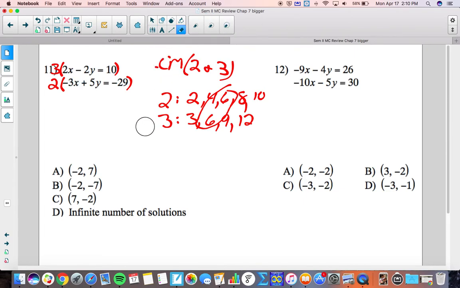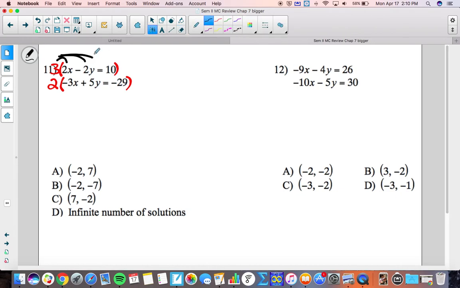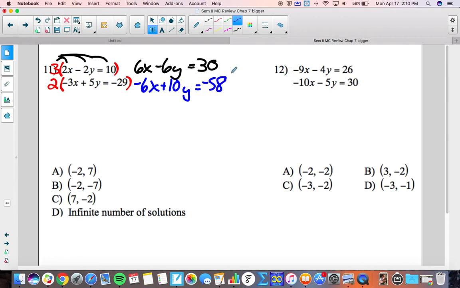So look at how this goes here. I think we'll find that we create opposite x's. So when we distribute, and make sure we distribute all the way over to this 10 as well, we get 6x minus 6y equals 30. And on the bottom, we get negative 6x plus 10y equals negative 58. So, hey, I've created opposite x's. The x's get eliminated. Then I have 4y equals negative 28. So y equals negative 7.